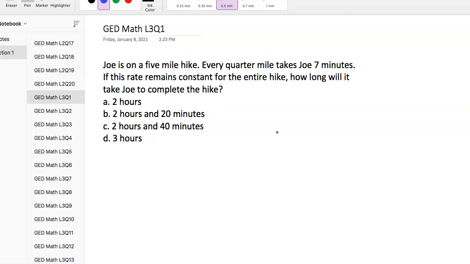Okay, so let's see here. So we got 1/4 of a mile is 7 minutes, right? A lot of times I just like to write this stuff out so I can visualize it. Okay, so first thing is we'd like to make this into how long is it going to take us to do 1 mile, right? So if I multiply both sides by 4, then 1 mile is going to take 28 minutes, right? 7 times 4 is 28.